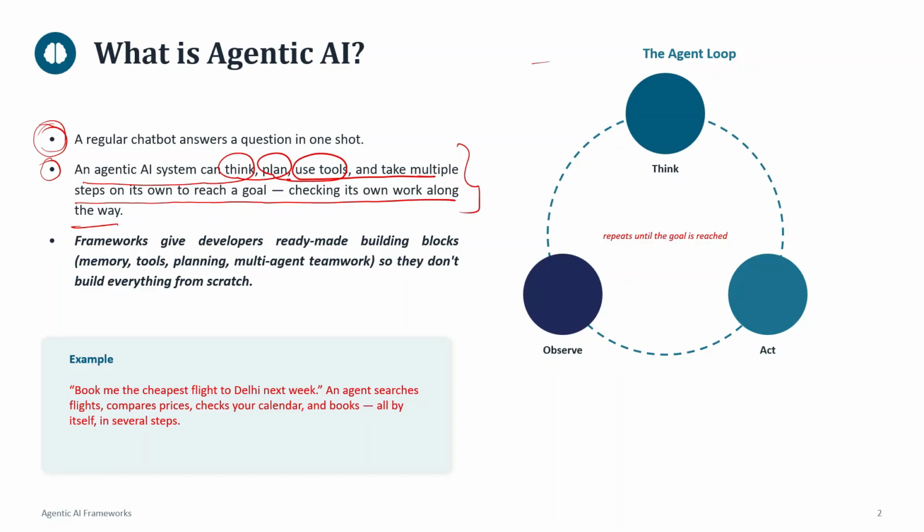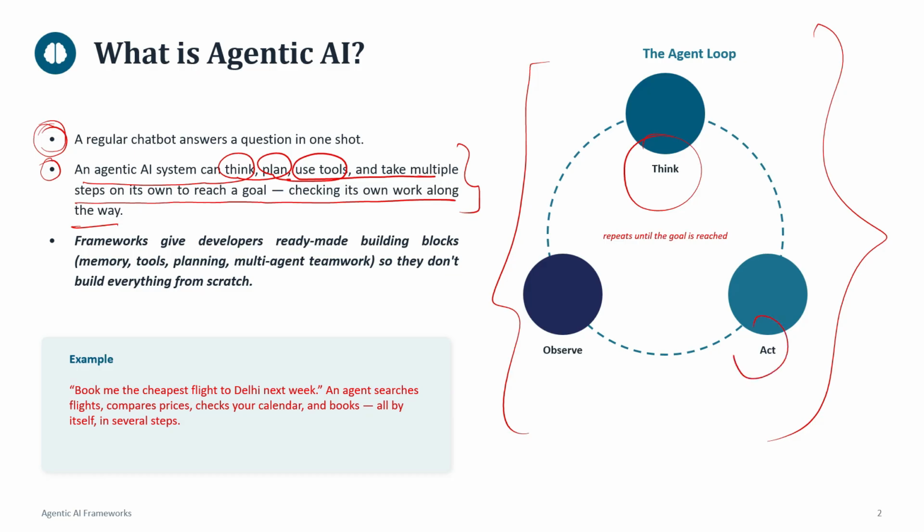So overall, when we talk about the AI agent, it works in a loop: it thinks, it acts, and then it observes. It goes like this, and repeats until your goal is reached.